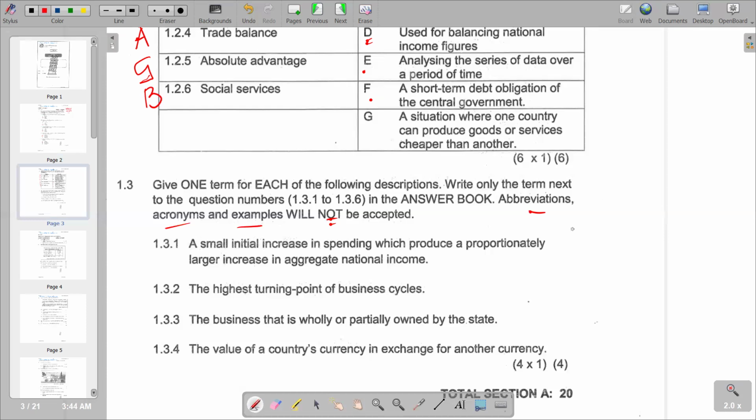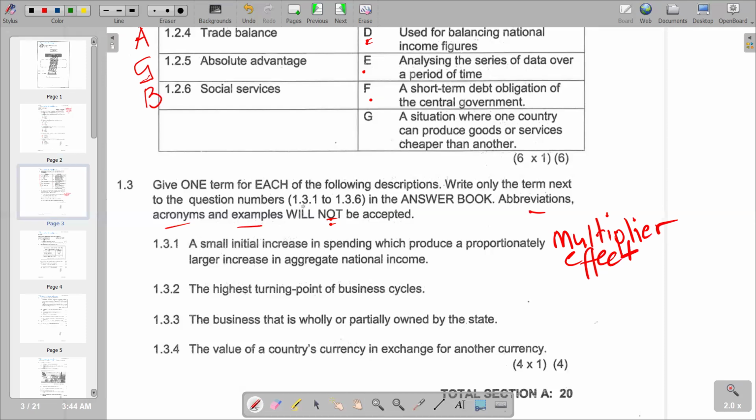So we are saying the multiplier effect. So that's what we have on 1.3.1.